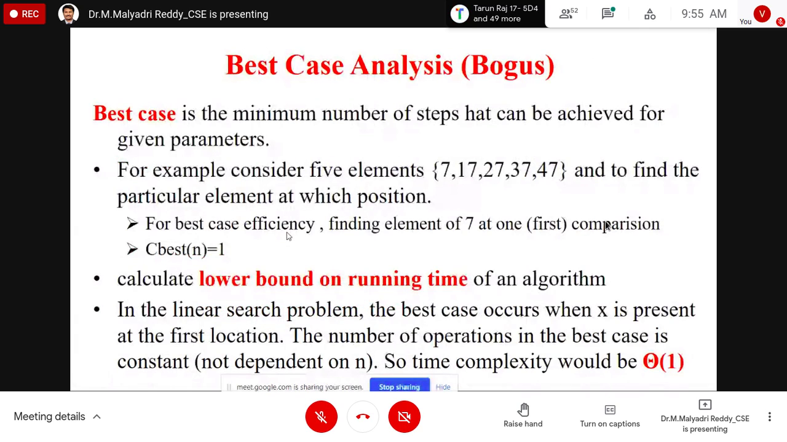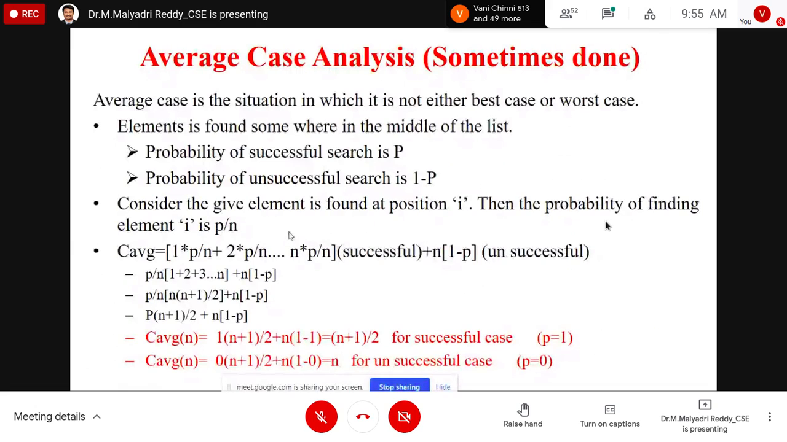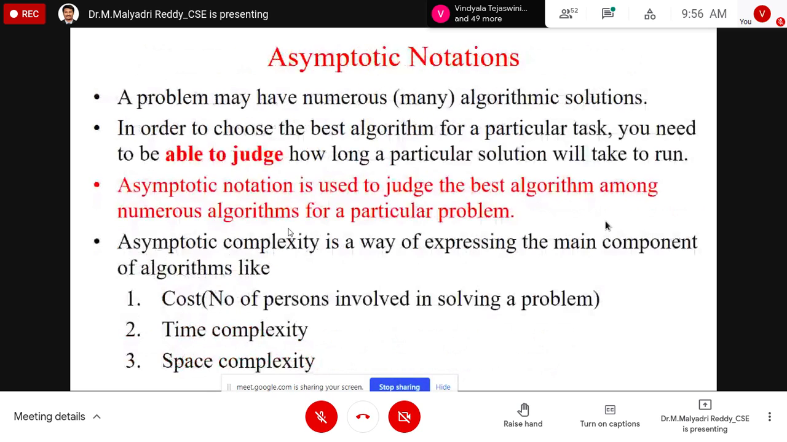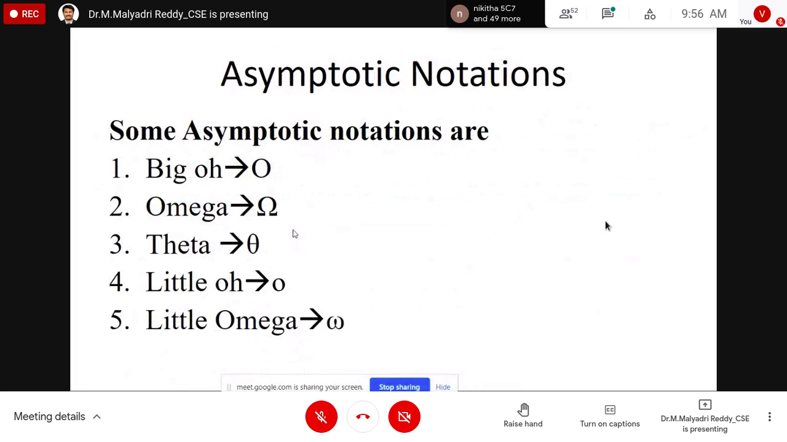Best case means minimum steps. It is nothing but the lower bound. Average case means it is neither the upper bound nor the lower bound. It depends on probability. It is the average case analysis. Generally, the notations are used to judge the algorithm, depending on its complexities. These are the five notations: big O, omega, theta, and little o notations.